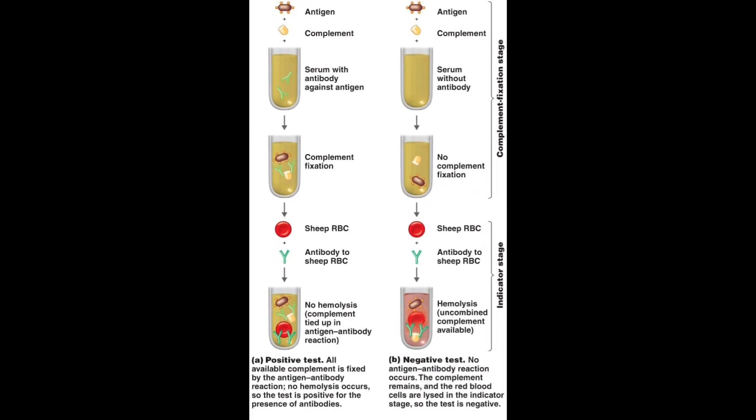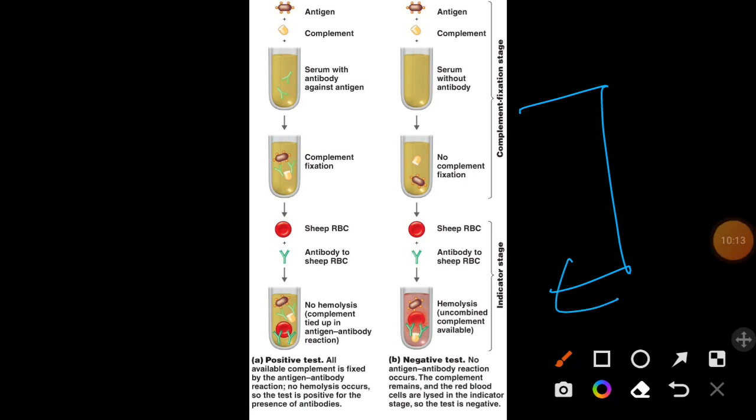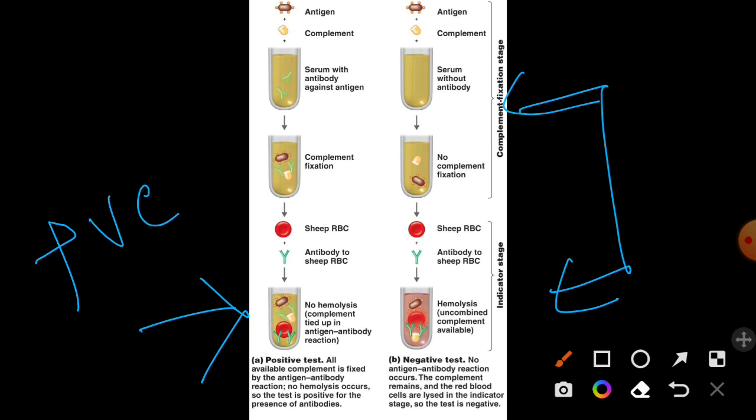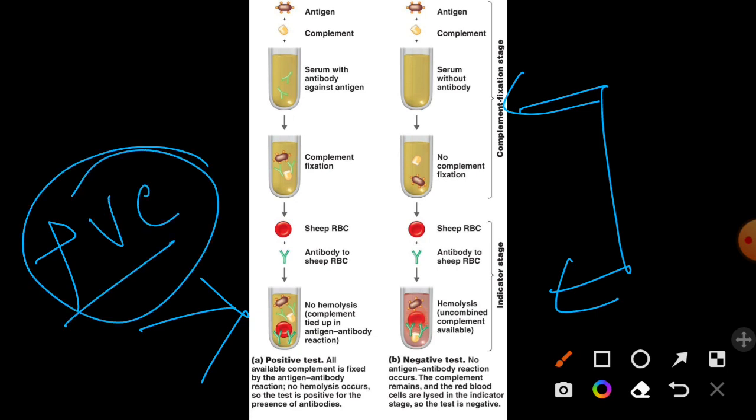It consists of two steps: the complement fixation stage and the indicator stage. After the completion of the two stages, if your solution remains the same in color, make sure that it is a positive test, and if your solution turns red, make sure it is negative.